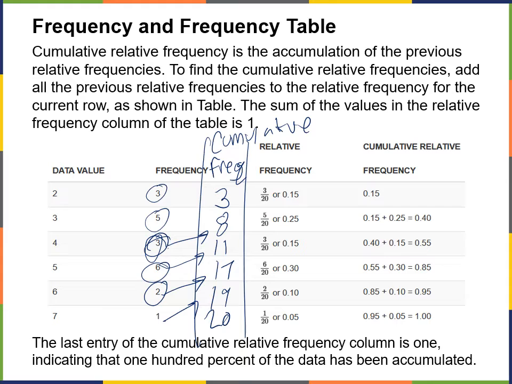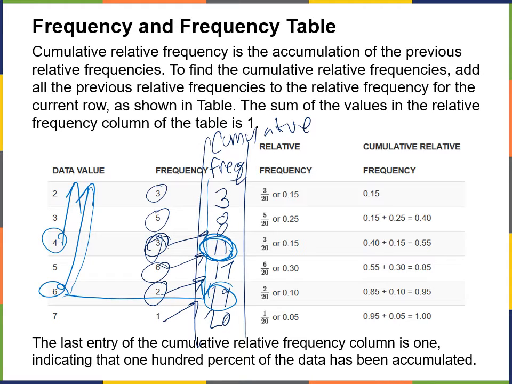And the purpose of doing this is we say, all right, 11 people worked 4 or fewer hours. Okay? 19 people worked 6 or fewer hours. So you're adding up your frequencies as you go to see how many worked that amount or less, how many fit that data value or up.